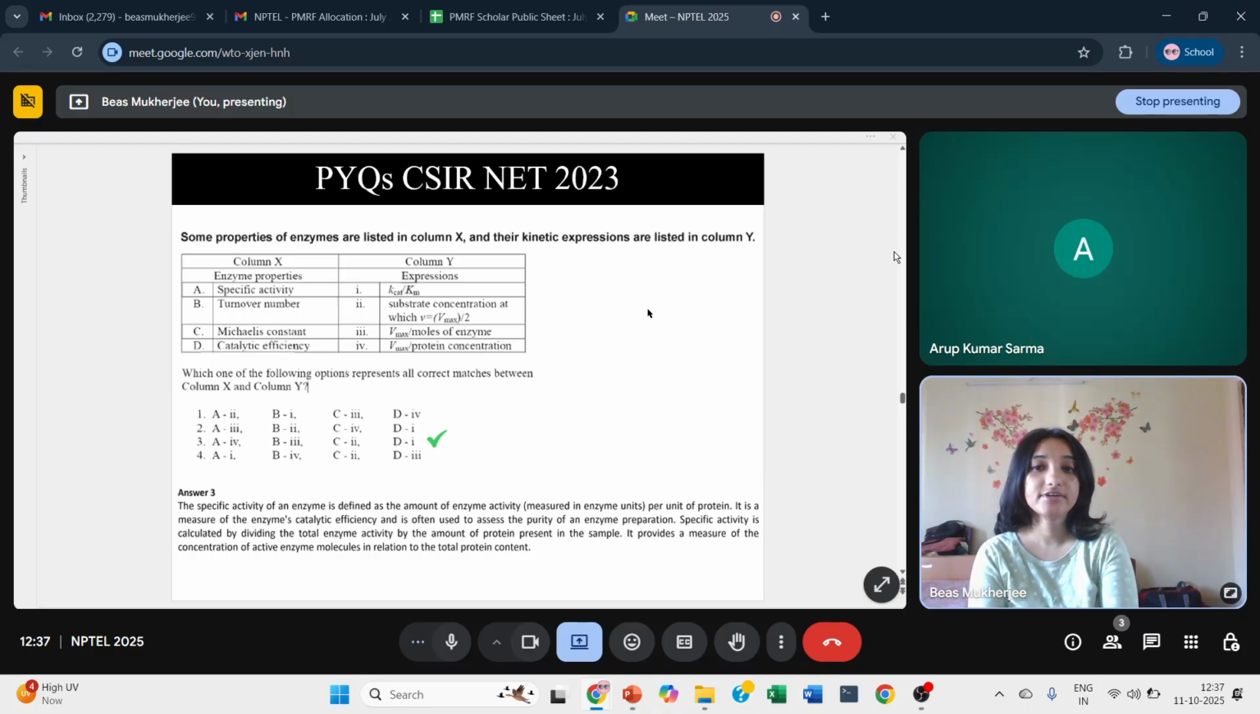So specific activity is calculated by dividing the total enzyme activity by the amount of enzyme present in the sample. It provides a measure of the concentration of the active enzyme molecules in relation to the total protein content. Okay.